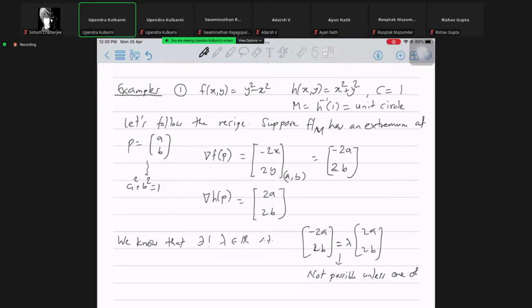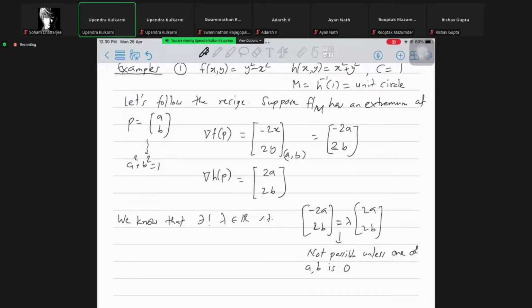Unless one of them is 0. And so we get this: A equal to 0. By the way, if A is equal to 0, that tells me that B is plus or minus 1. And in that case, lambda has to be equal to 1, because B is non-zero. B equal to 0 gives me A equal to plus or minus 1, and lambda is equal to minus 1. Okay, so this is our procedure. So any questions so far?